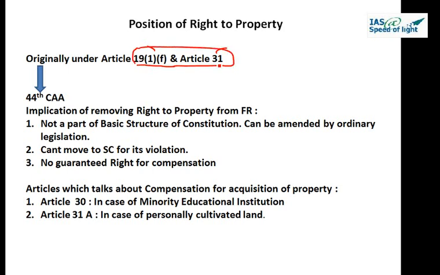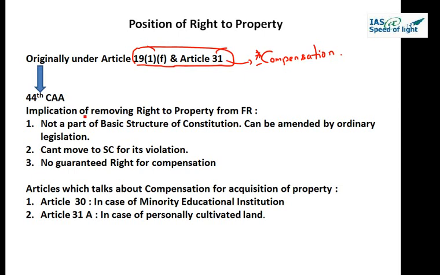So it laid down conditions for the state. If the state has to acquire a property, there have to be two reasons for that. First, it should be for a public purpose. And second, it should provide for the payment of compensation to the owner from whom the state is acquiring the property. Obviously, the most controversial part was the compensation which has to be paid to the owner by the state.